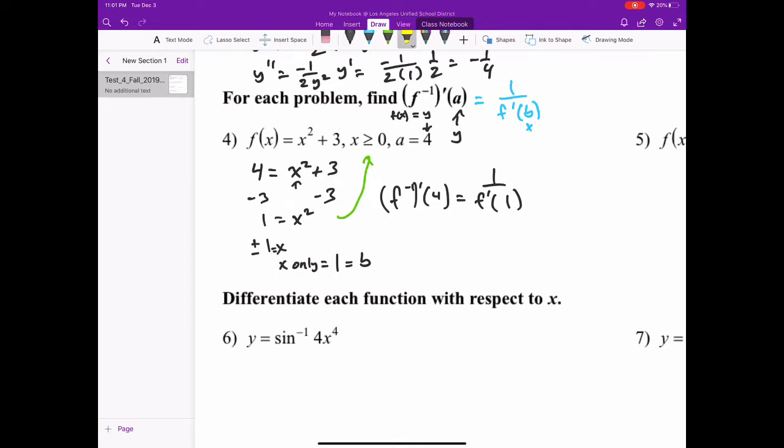We see that that's our f function. So let's take the derivative. f prime is equal to 2x, and the derivative of 3 is a constant. And we're going to just say f prime of 1 is equal to 2 times 1, which is just 2. And we're going to plug it in as 1 over 2. Easy peasy. We're just reading the instructions and remembering what to do.